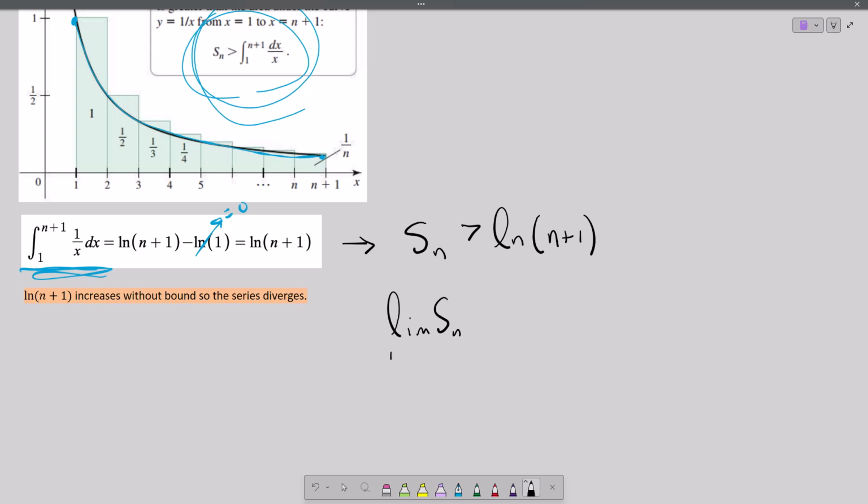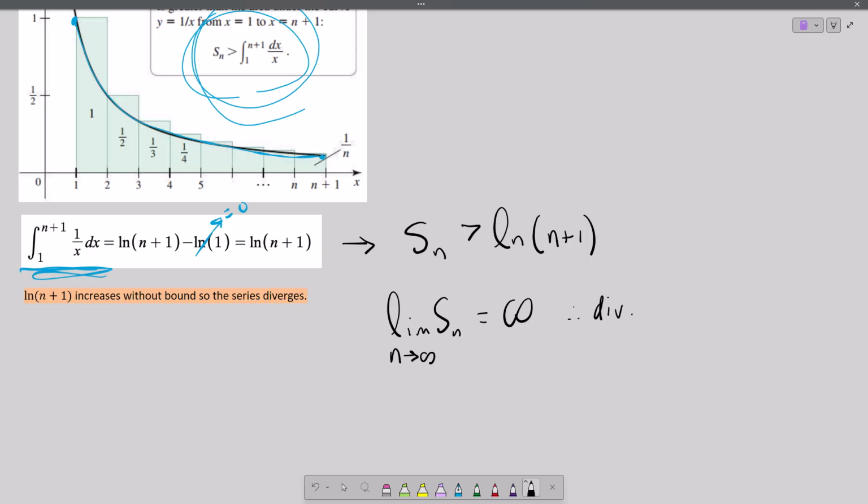The limit of S sub n as n goes to infinity. Well, the limit of natural log of n plus 1 as n goes to infinity is infinite. And S sub n is bigger than it, so it's also infinity. So therefore, diverge. So the harmonic series diverges because its sequence of partial sums gets arbitrarily large. The limit of the sequence of partial sums is infinity.